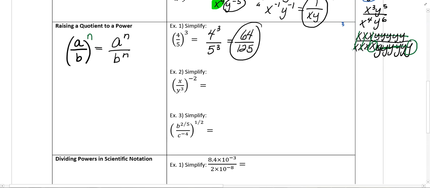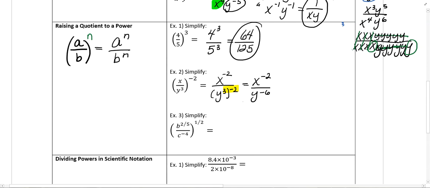Okay, same idea here, a little bit more complicated. We're going to take x to the negative 2, and then we're going to take y cubed to the negative 2 power. So we have a little bit more going on here. We have negative exponents, and we also have the power to a power rule happening. So those are going to multiply and give us y to the negative 6.